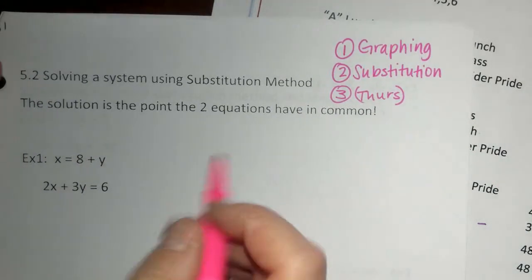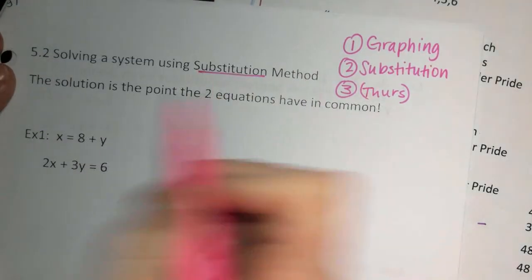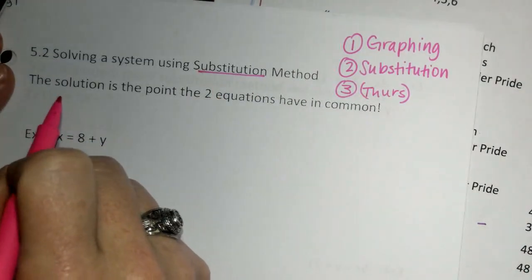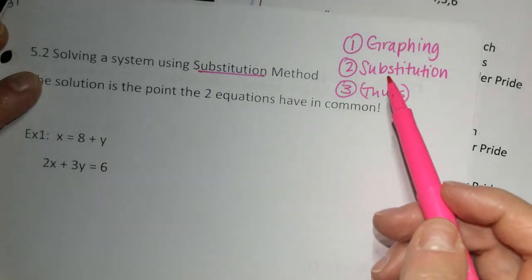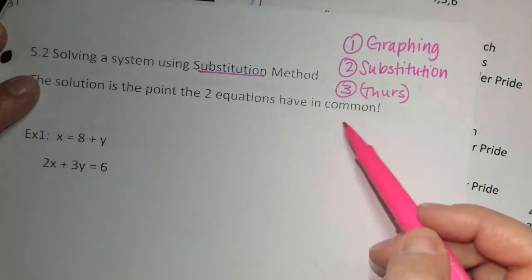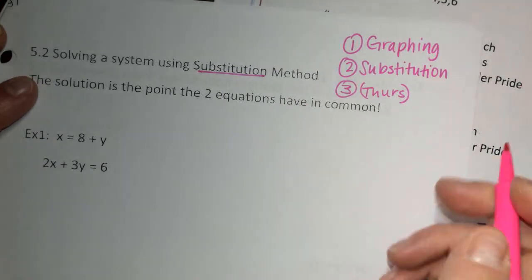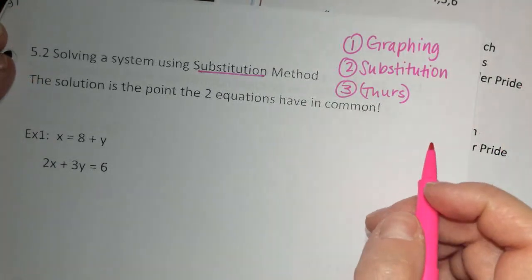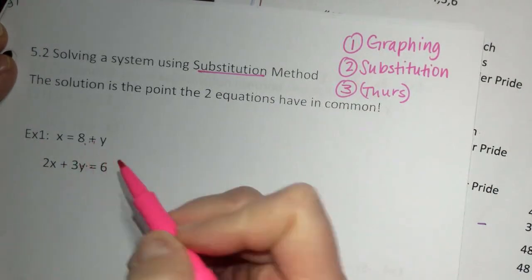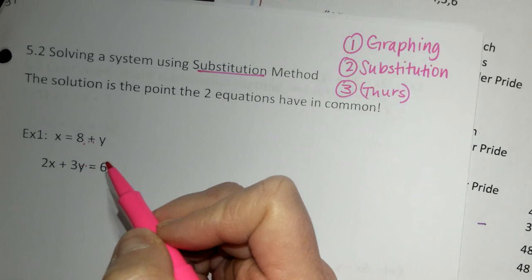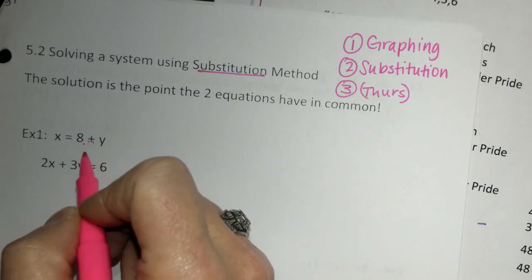So when we're using substitution, we're looking at what the 2 equations have in common. Like, when we graphed it, it was where they intersected. We're going to look today to see it's kind of the same thing, but without graphing it. So the way you solve this is at least one of your equations you have to put in y equals. You don't have to do both, but at least one of them.